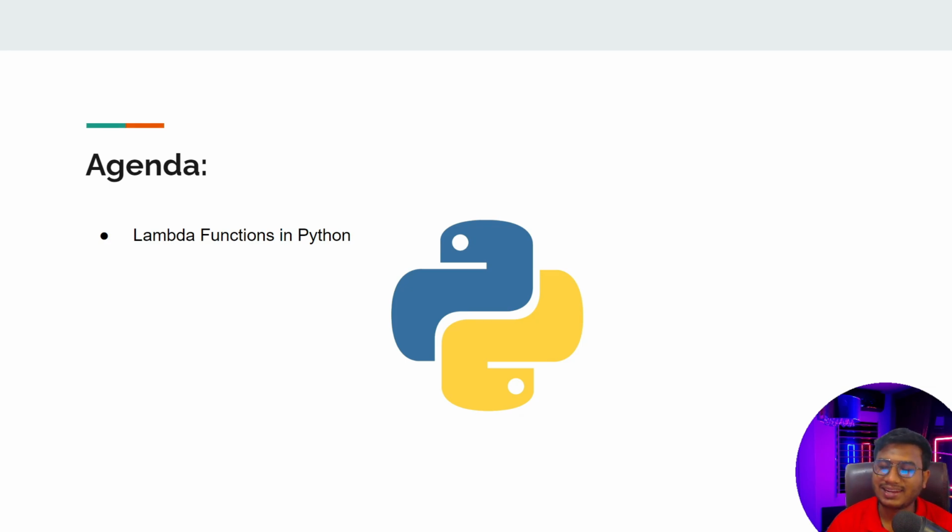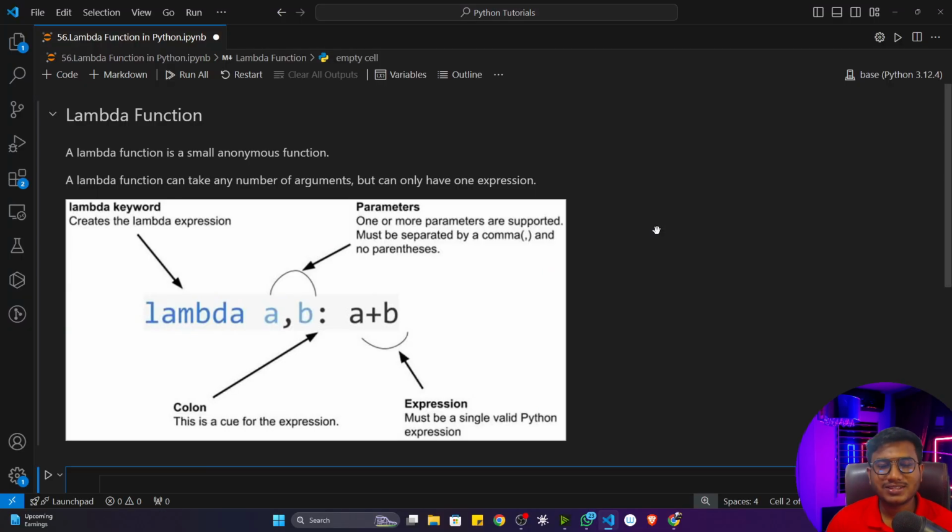So it's completely practical understanding. So what I will do, I'll just go to my code editor and I'll show you this particular Lambda function. So guys, you can see a Lambda function is a small anonymous function inside Python. A Lambda function can take any number of arguments, but can only have one expression. Okay. So here you can see I have kept one example. So your Lambda function looks like that.